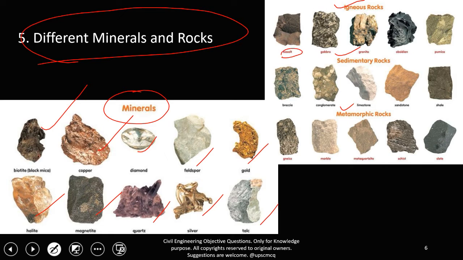Basalt, gabbro, granite, obsidian and pumice are igneous rocks. Breccia, conglomerate, limestone, sandstone and shale are sedimentary rocks. Gneiss, marble, metaquartzite, schist, slate and quartzite are all metamorphic rocks.